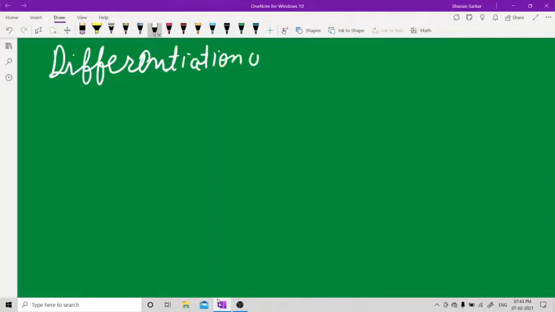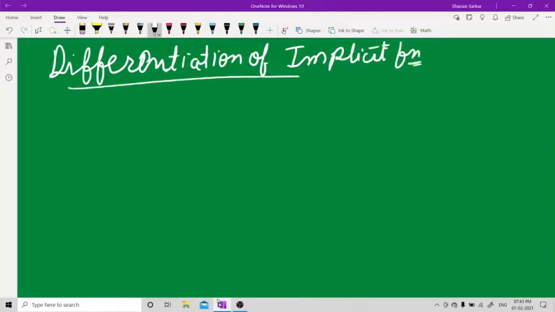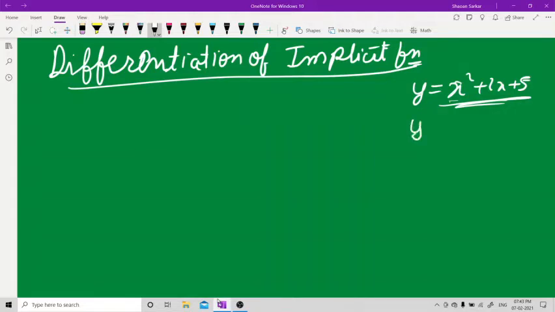Differentiation of implicit function. What do you mean by implicit? Right till now you have seen this type of equation, suppose x square plus 2x plus 5. This type of equation is seen in smaller classes. Here x and y are totally separated. There is no need to separate x and y. They are totally explicit functions of x. Y here is totally explicit.